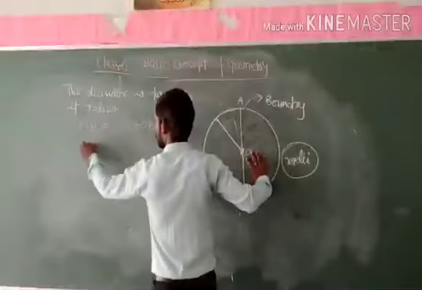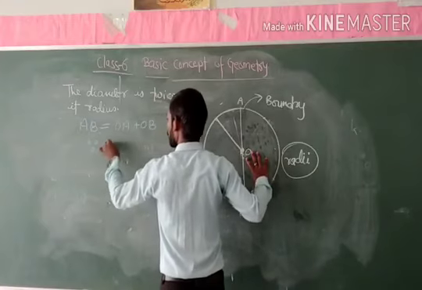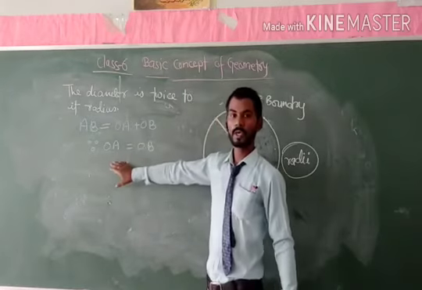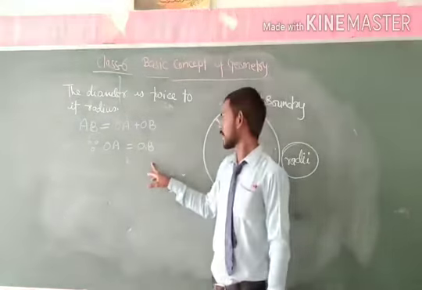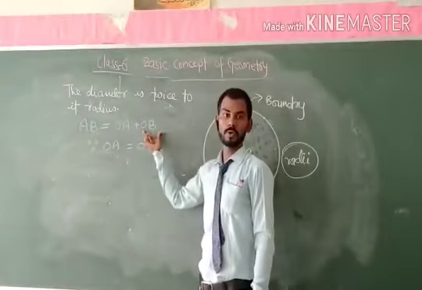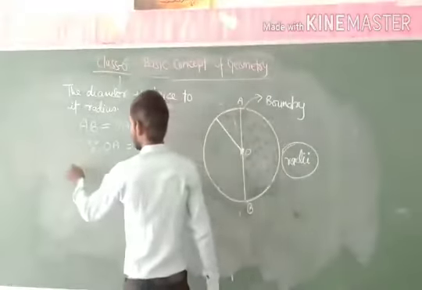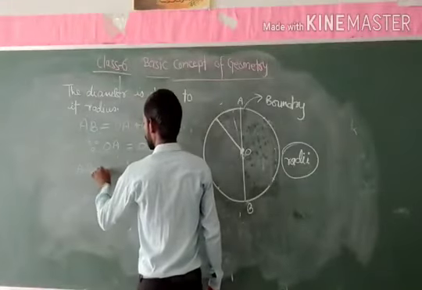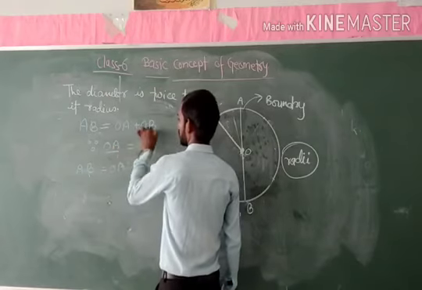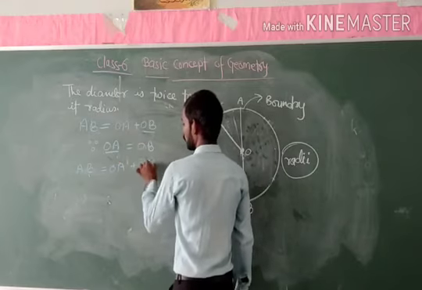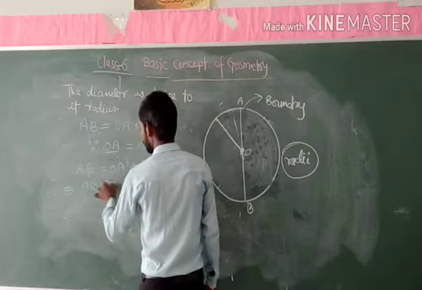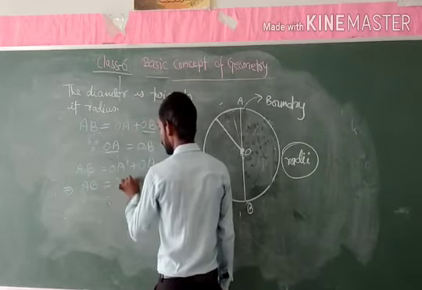So since OA is equal to OB, we can write OA in place of OB. So we can write AB is equal to OA plus OA, and this implies AB is equal to 2 times OA.